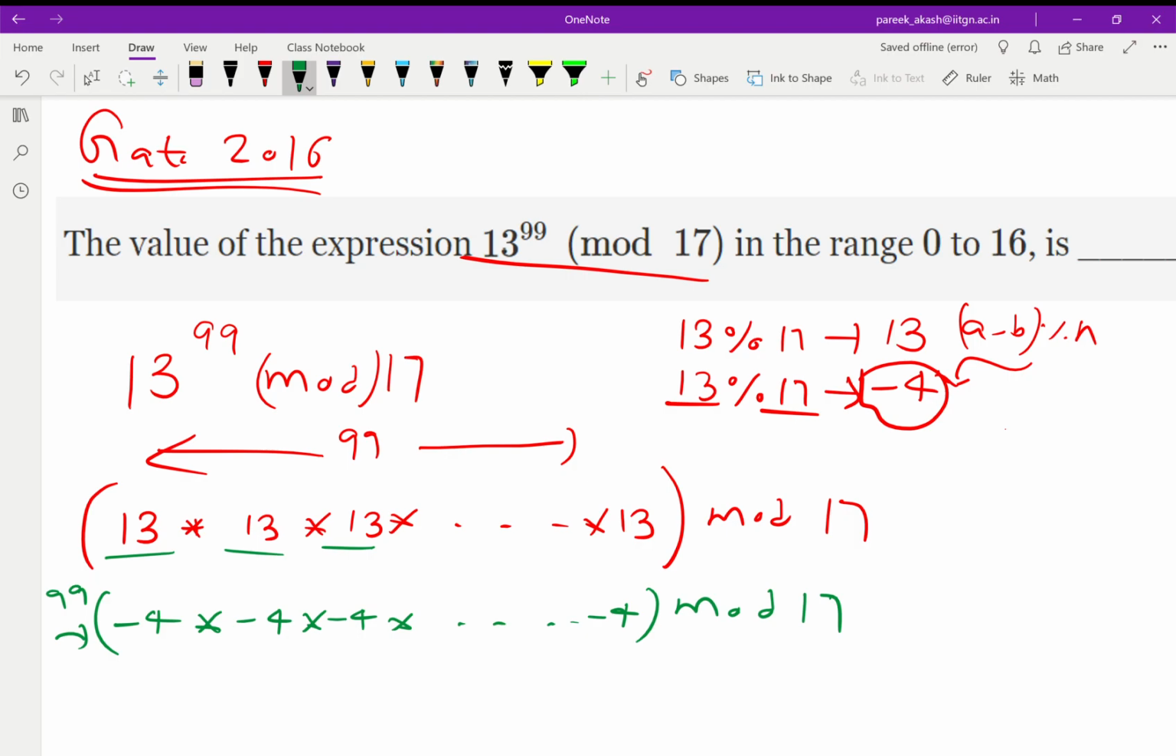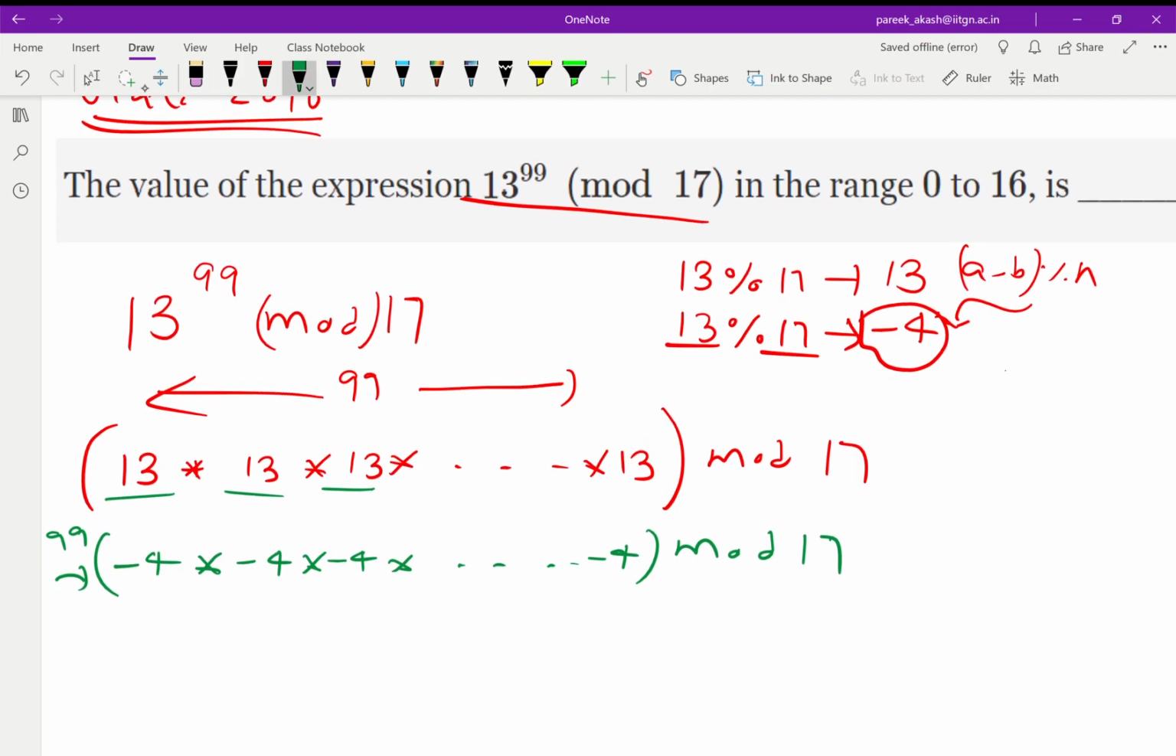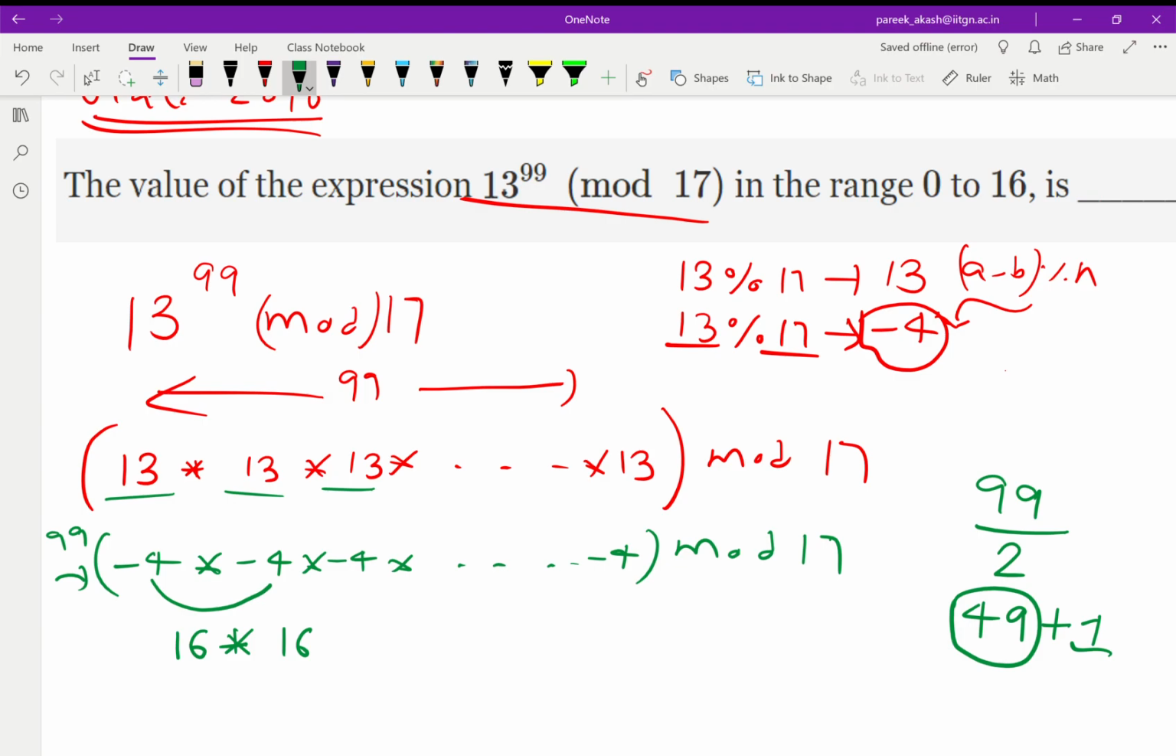And now what we can do is take a pair of minus 4 and minus 4, and we can write it as 16. How many times can we write this? In total we have 99 and we want to make pairs, so we divide by 2. So we can make 49 pairs and one will be left alone. So 16 will appear 49 times.